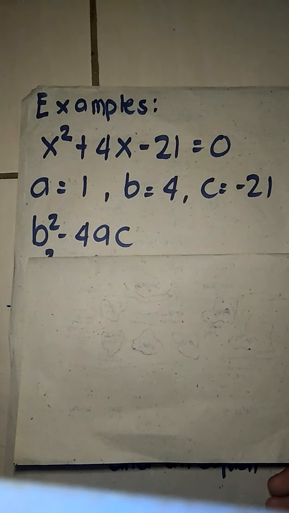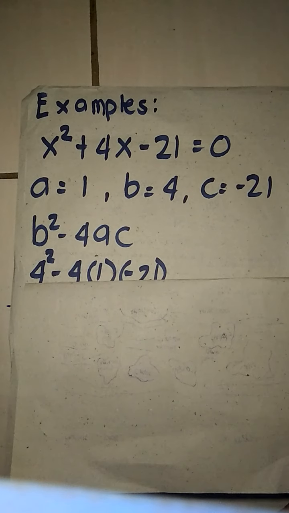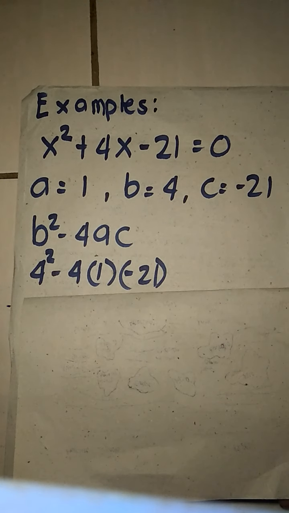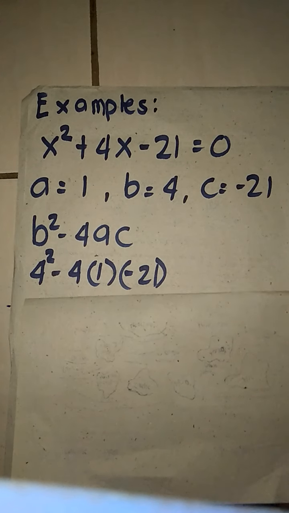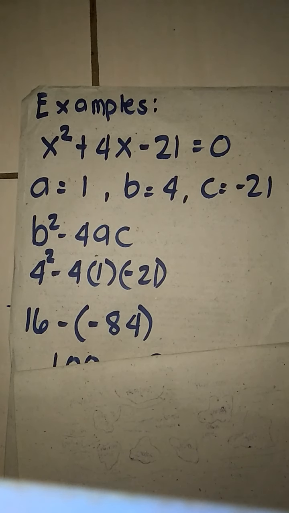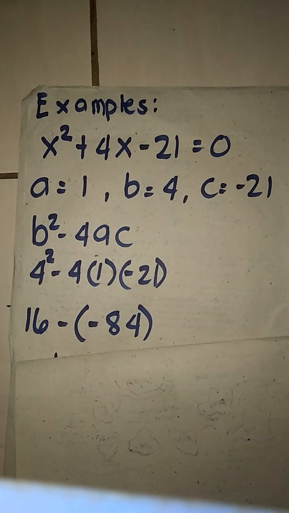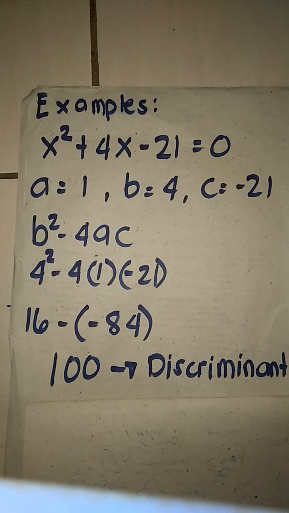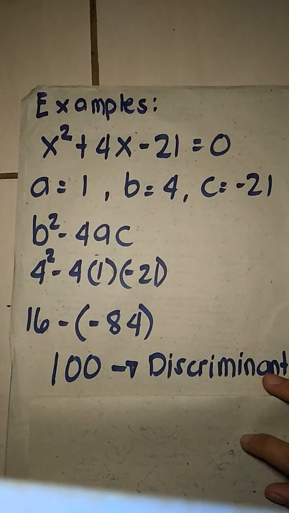Then, substitute, our B is 4, so that's 4 squared. Minus 4, then A is 1, and C is negative 21. So, what is 4 squared? That is 16. Then, minus 4 times 1 is 4, times 21 is negative 84. So, 16 minus negative 84 is 100. Why 100? Because it's 16, then minus negative 84. So, positive 100. So, what is our discriminant?